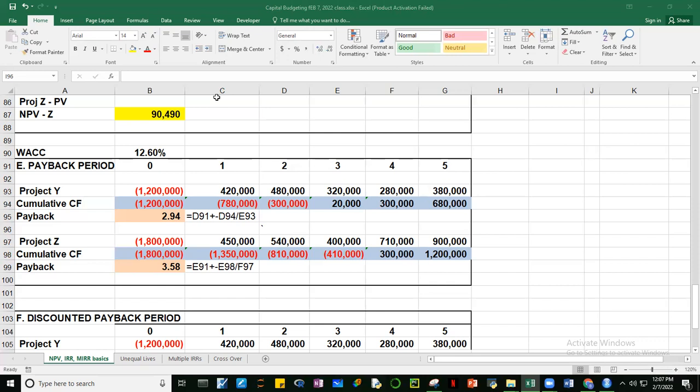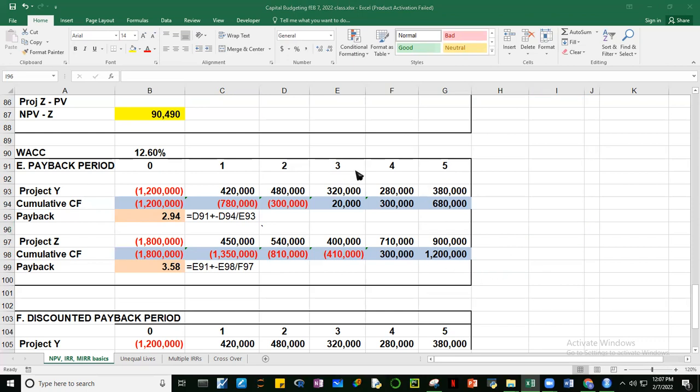Okay, any questions, guys? Clear ba yung payback period? So we can see that project Z has a longer payback period, and that's understandable because the initial investment is higher. But in terms of NPV, in terms of MIRR, in terms of profitability index, it points to the fact that project Z is the better investment compared to project Y.